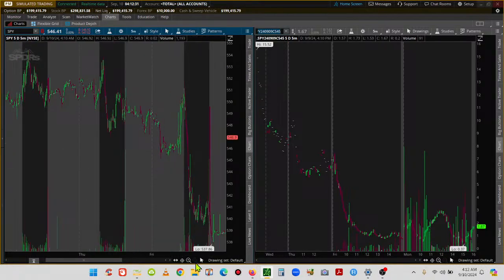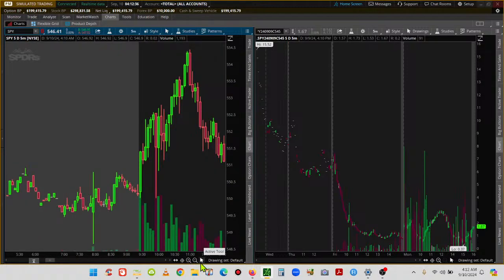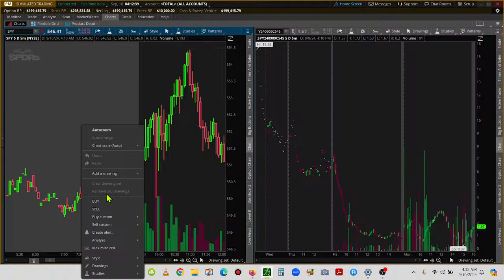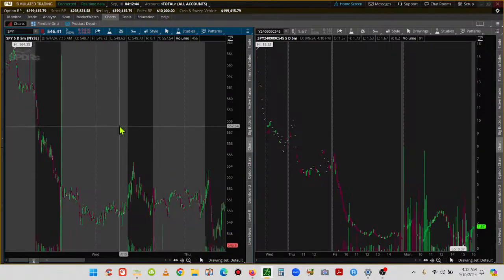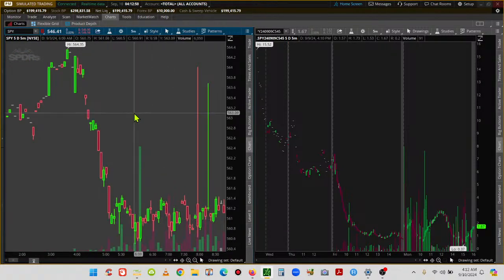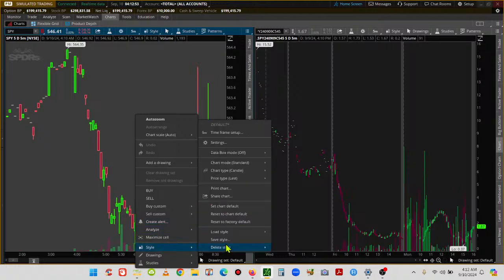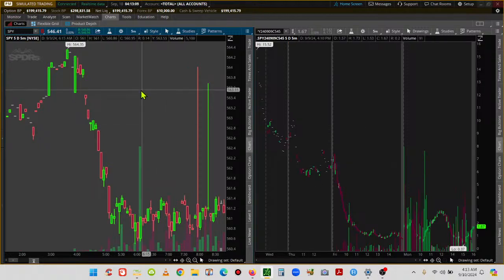And then you can zoom in on it like so. What's going on here? Style, load default, default. Okay, something's wrong here. I want it zoomed in to about like that. Now let's do style, save style, default, and when you do this, you want to include patterns and study set checked right there and save. And yes, do you want to replace it? Yes. Let's see what happens when I do that.